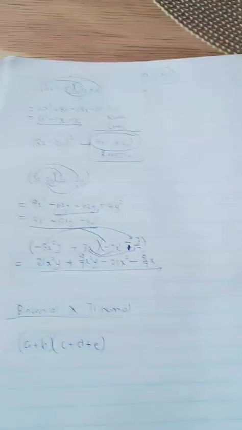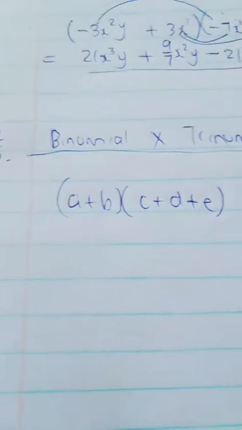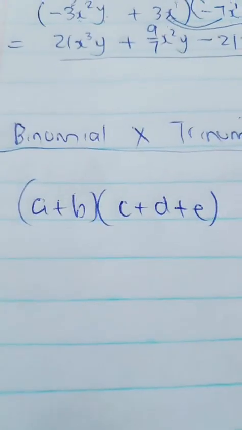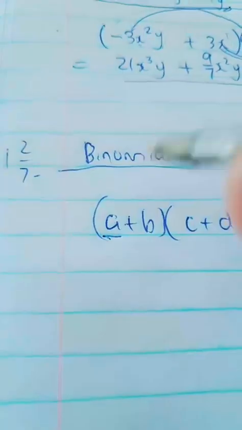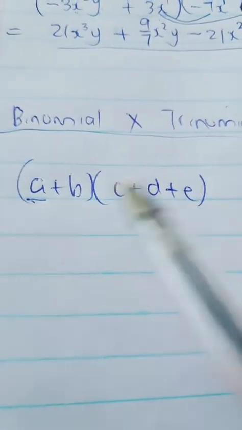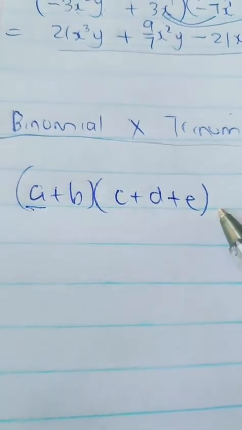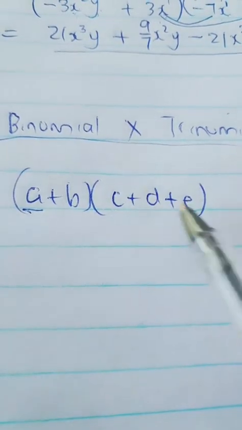So this is just an example, obviously, generally speaking. What do we do when we are dealing with a binomial by a trinomial? When you're dealing with a binomial by a trinomial, we do nothing different from what we've been doing already. A, as the first term, needs to be distributed to how many terms? How many terms do we have inside this bracket? There are 1, 2, 3 terms.